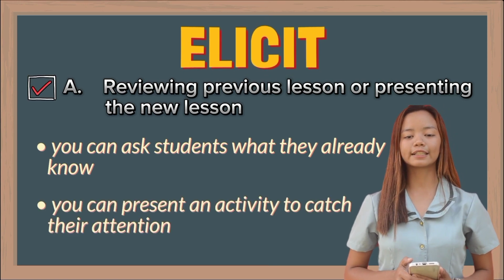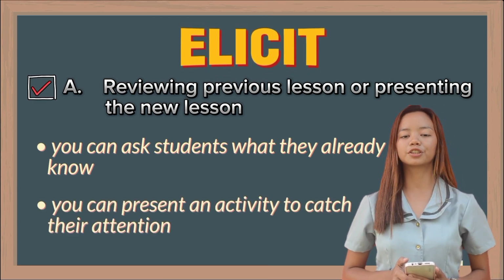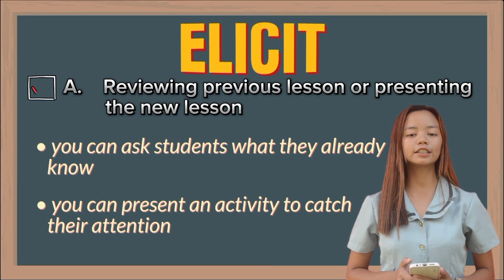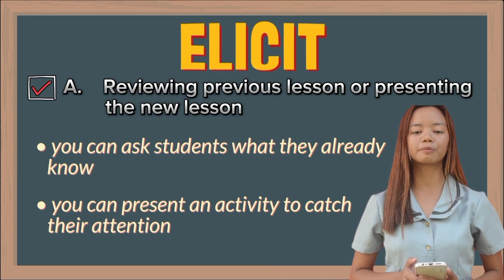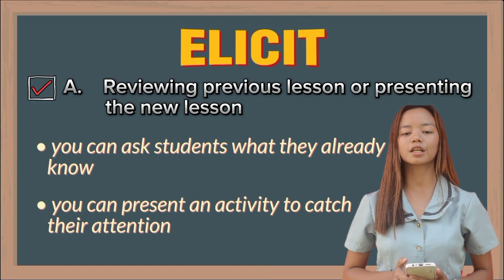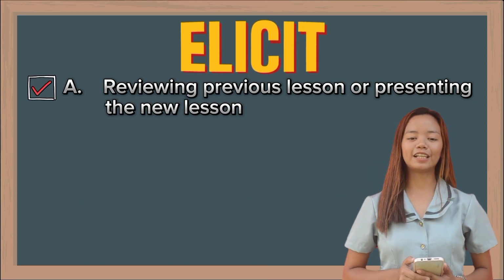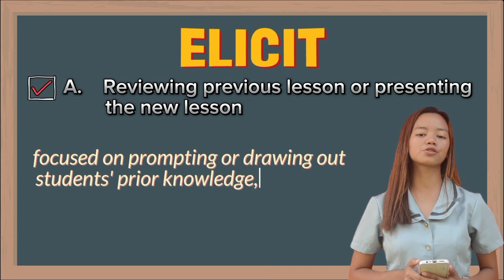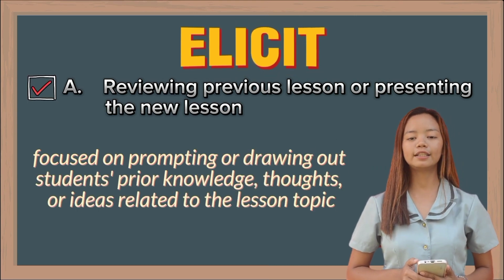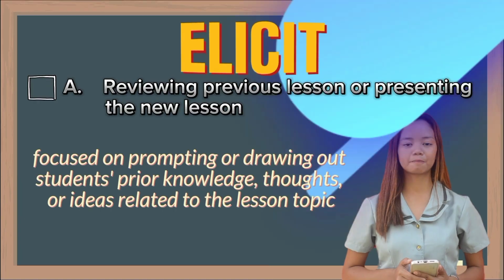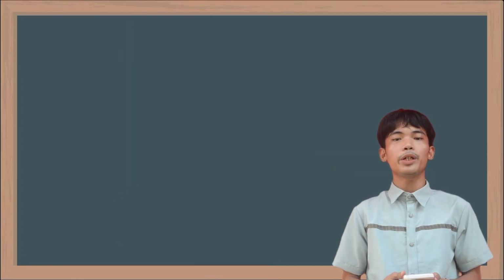Also, you can present an activity to catch the attention of your students before the lesson. The initial discussion can provide insights into their prior knowledge and misconceptions, which can guide the subsequent stages of the lesson. Again, the elicit phase focuses on prompting or drawing out students' prior knowledge, thoughts, or ideas related to the lesson topic. Next, we move on to E number 2, engage.